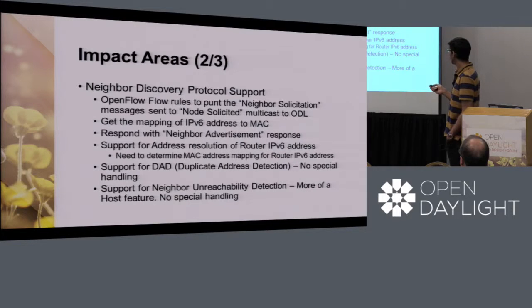Similarly, there will be a neighbor solicitation for the router IPv6 address itself. When VMs want to send a packet outside of the network, they will send it to the gateway address. So we need to handle the neighbor solicitation for this particular IPv6 address.